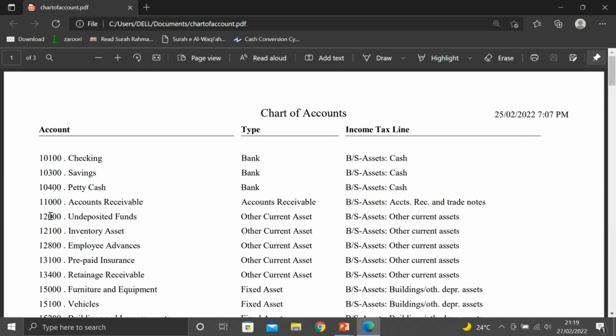So then 12000 is for undeposited funds, other current assets, and it will come in the balance sheet assets. And 12100, this is also inventory asset.